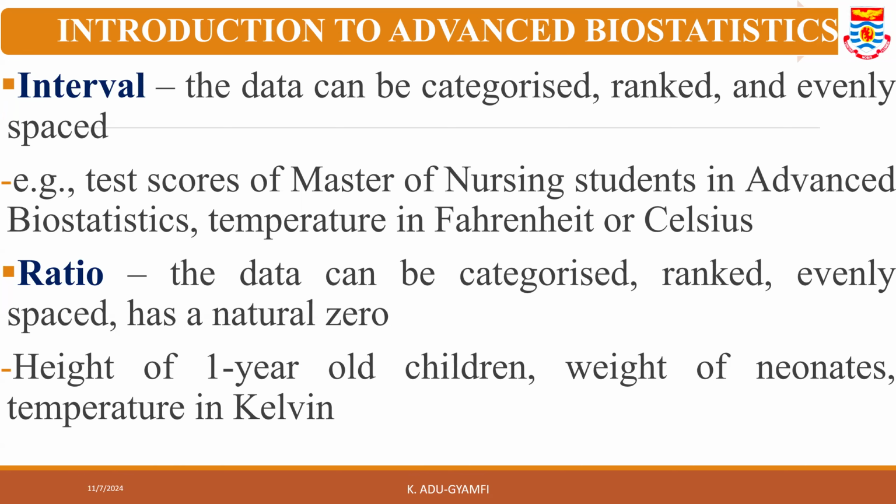Lastly, is ratio. It means that it is nominal, ordinal, interval with 0 being 0, an absence of something. So the data can be categorized, ranked, evenly spaced, and has a natural 0. For example, the height of 1-year-old children, weight of newborns, temperature in Kelvin. Normally people mistakenly put temperature straight away under interval, but when it is measured in Kelvin, it's a ratio.